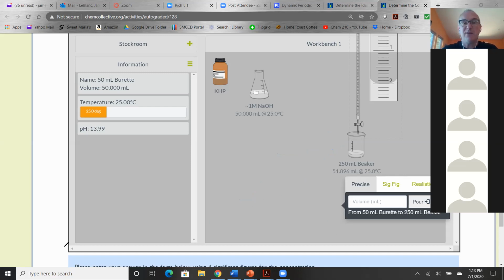What is my acid anyway? KHP. Right. So I added that. How much of that did I add? You added 1 gram of it. 1.00 grams. Here we go. Yeah, so I added 1.00 grams of KHP. How many moles is that?